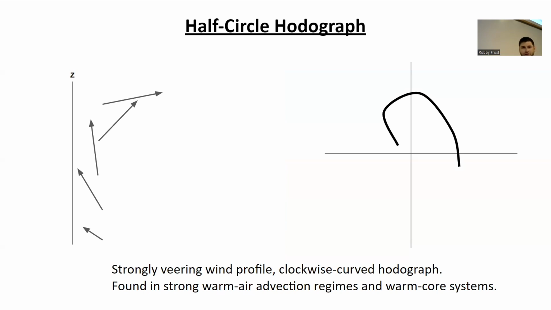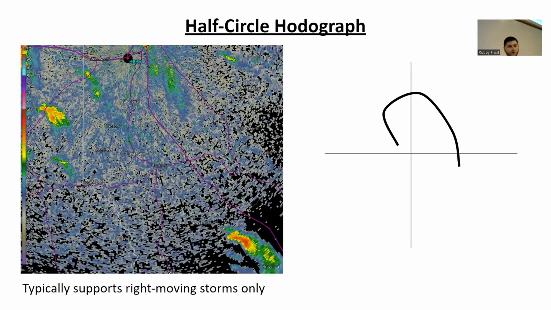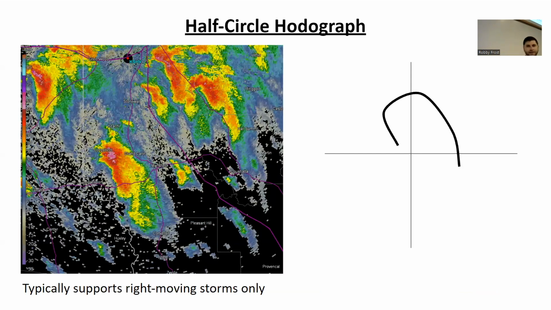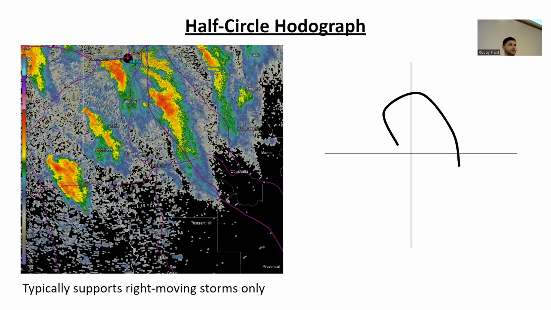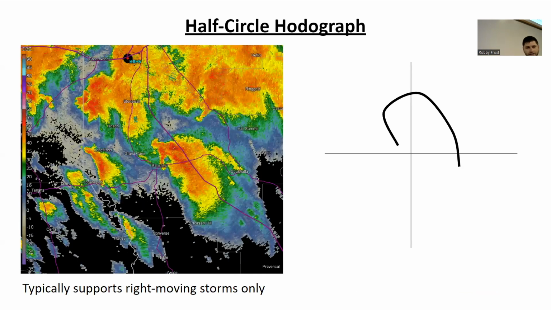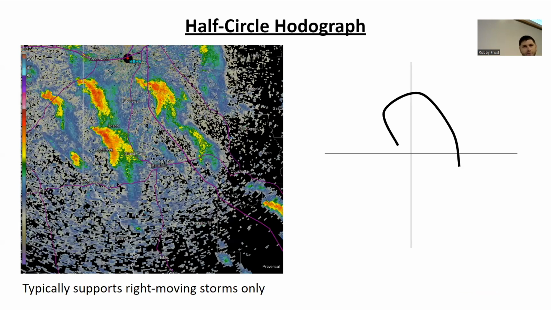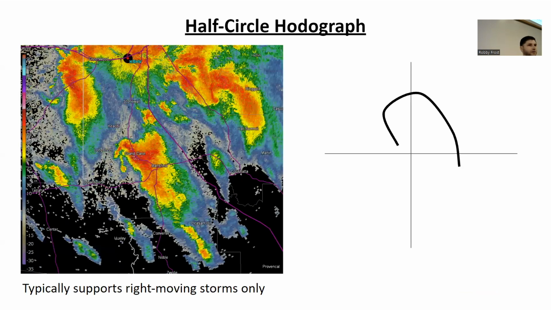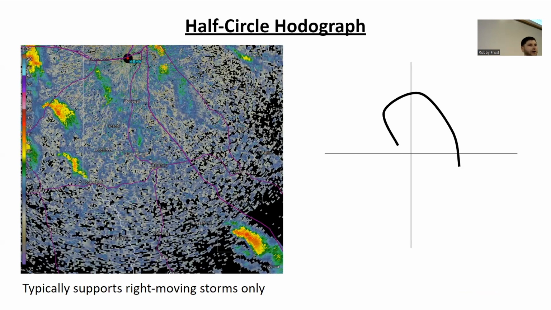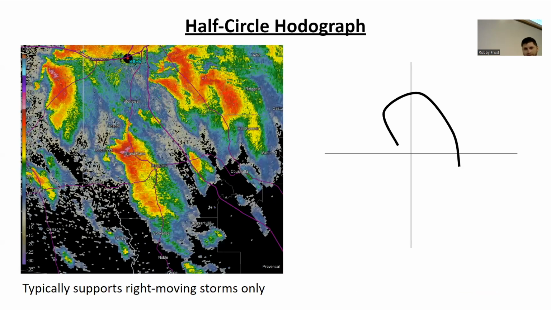Sometimes you'll see these kinds of shapes in tropical type systems, warm core deals. And these ones are going to even more so favor the right mover. So basically the idea here is the more clockwise curvature, the more the right mover is going to be favored. In this case, actually, we rarely see the left mover. It's oftentimes completely suppressed with this shape. We'll show why later.